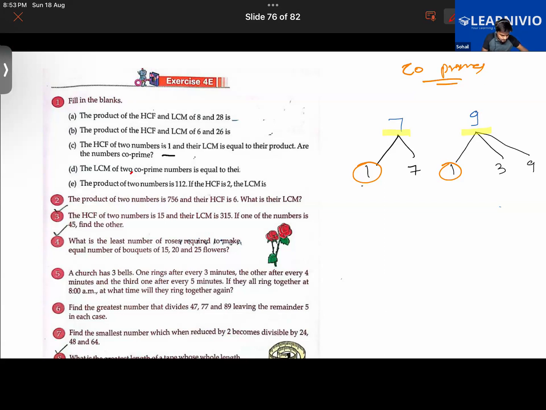In my notes, co-primes are not written. If you go back to the notes from the previous classes, we did learn about it. You might not have written it, Habib.